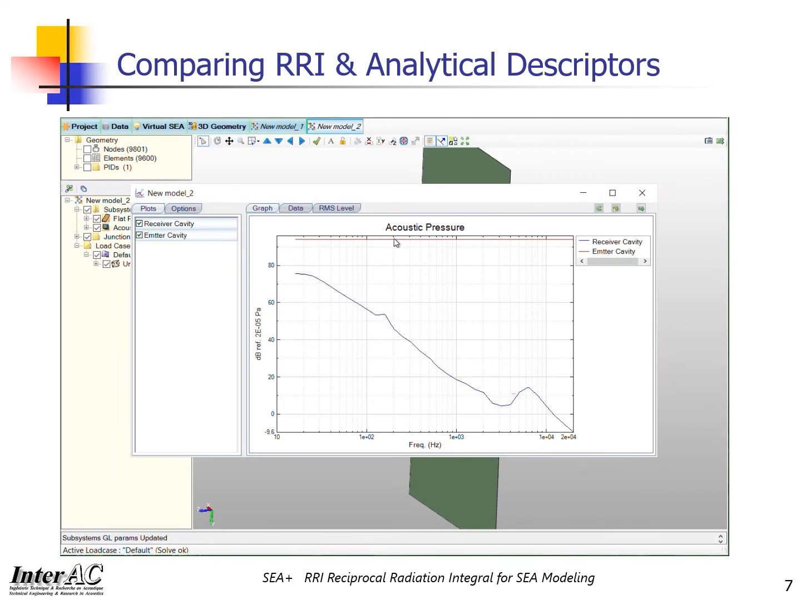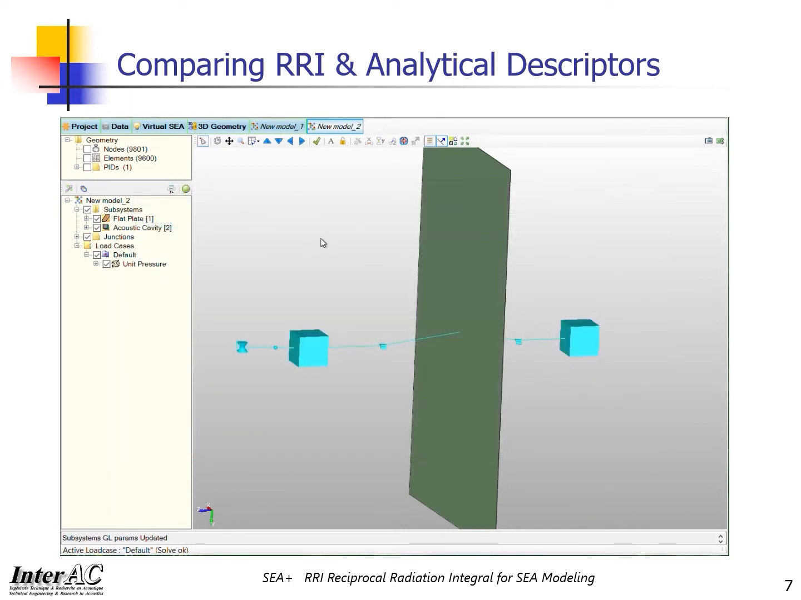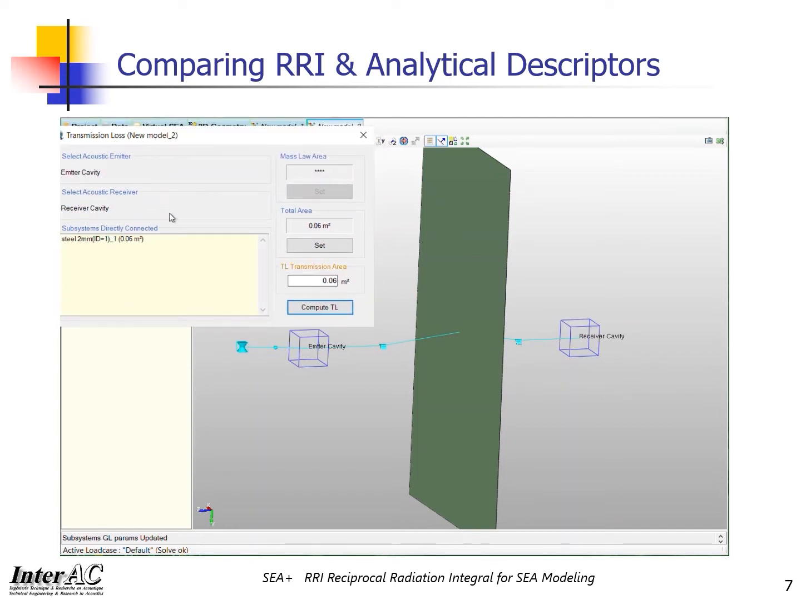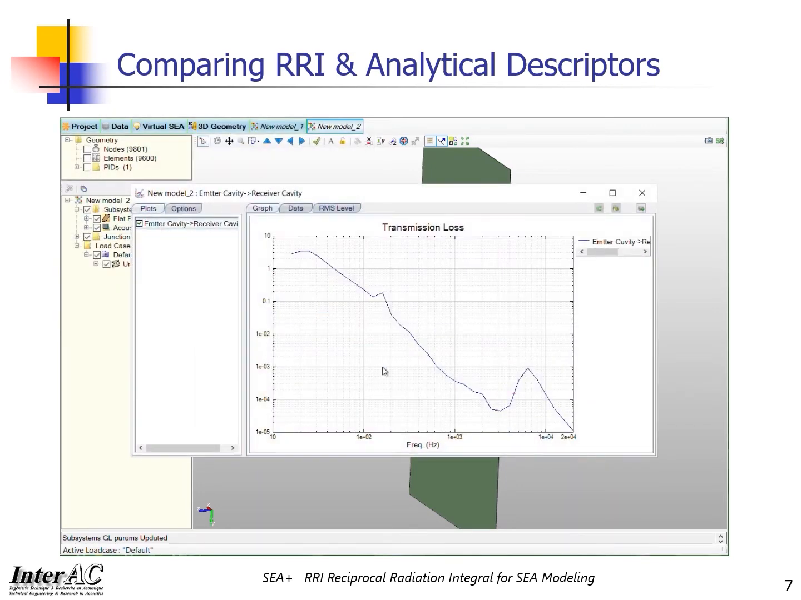Okay, 94 dB on the emitter, and on the receiver, a drop of pressure. And now, if I want a transmission loss coefficient directly, I just select here the emitter cavity, then the receiver one. The transmission loss tool detects the surface area between them, and then I just compute TL, and it plots the result directly as a TL.